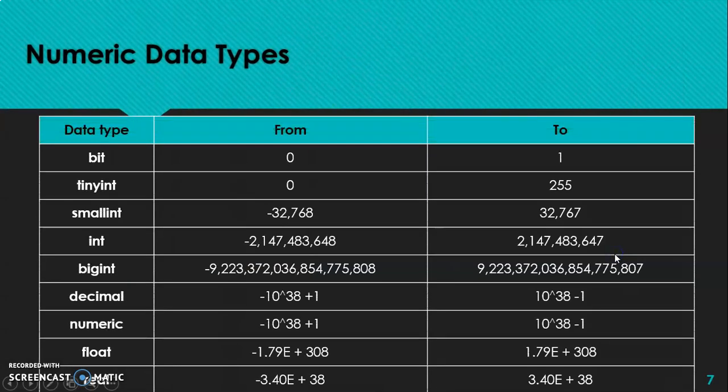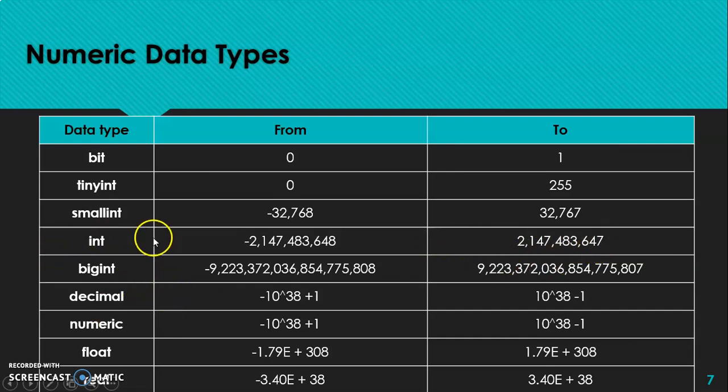Numeric data types. These are the data types that are considered in the numeric data types. Here we have bit, whose range is either 0 or 1. Then we have tinyint, range is 0 to 255. Similarly, we have smallint, its range is minus 32,768 to 32,767. Similarly, we have int, its range is minus 2,147,483,648 to positive 2,147,483,647.